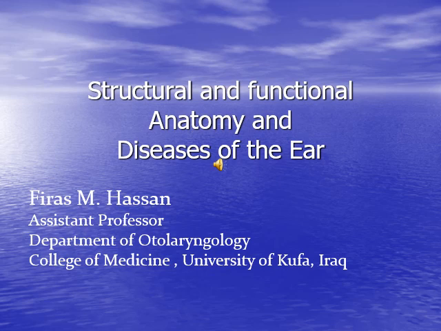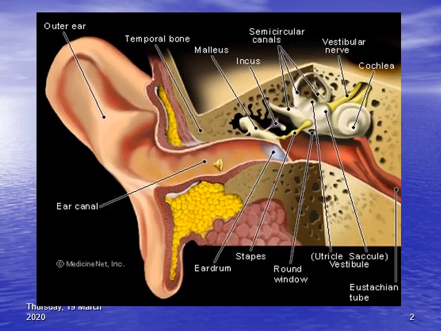Our lecture today is about the diseases of the ear. Before going to the diseases of the ear, we will talk about short notes, an overview of the anatomy of the ear. The ear consists of three main parts: the external ear, the middle ear, and the inner ear. The external ear consists of the auricle and the external auditory canal, and this canal ends at the tympanic membrane. And this tympanic membrane represents the border between the middle ear and the external ear.